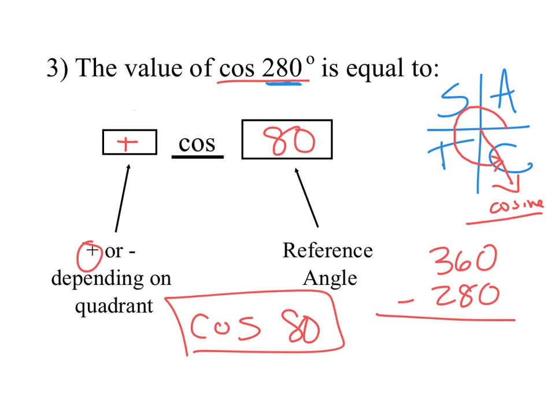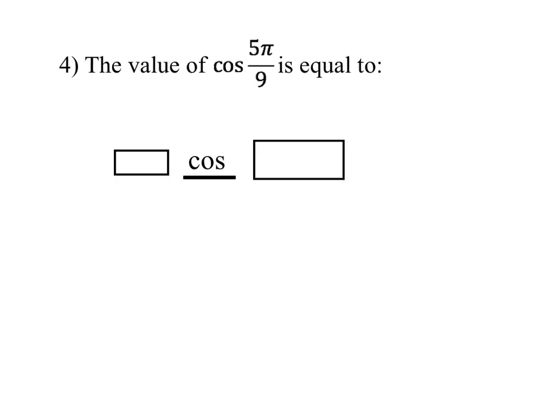If you actually type those in the calculator, you'll see that the values are exactly the same. This is going to serve more of a purpose in the future. Do the same thing here. We have 5 pi over 9. We should convert that to degrees, so I'm going to quickly convert it. This is the cosine of 100.